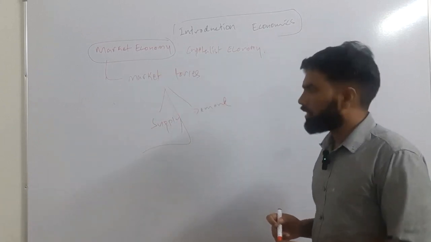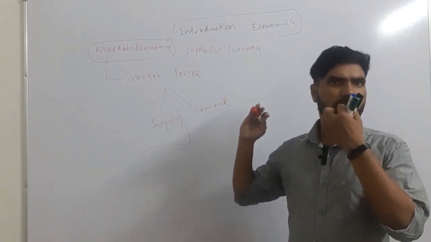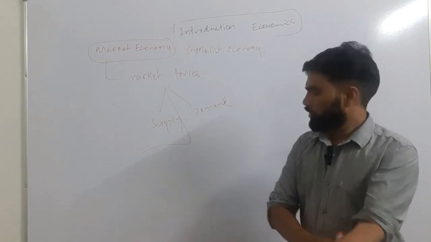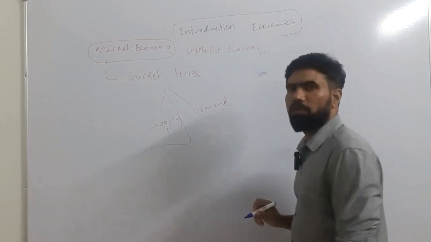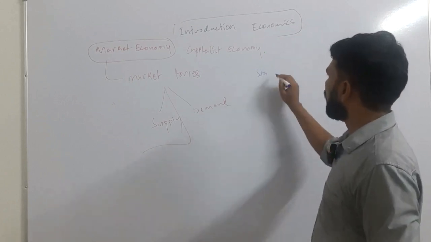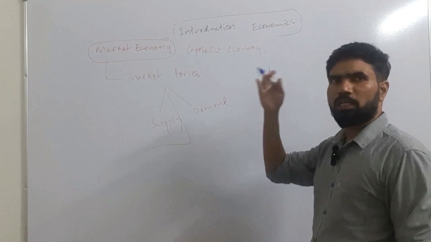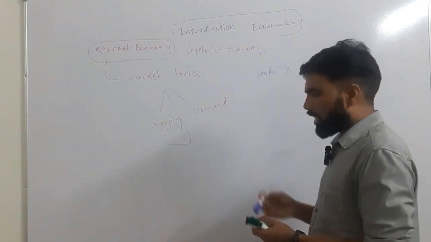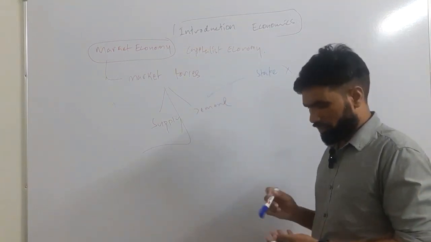Based on that, the production of goods and services will be there, the distribution of goods and services will be there, and consumption of goods and services will be there, right? So here the state will not interfere, the government will not interfere in the aspects of the economy, that is production, distribution, and consumption. Everything is left to the market forces. Everything will be decided by the market forces.